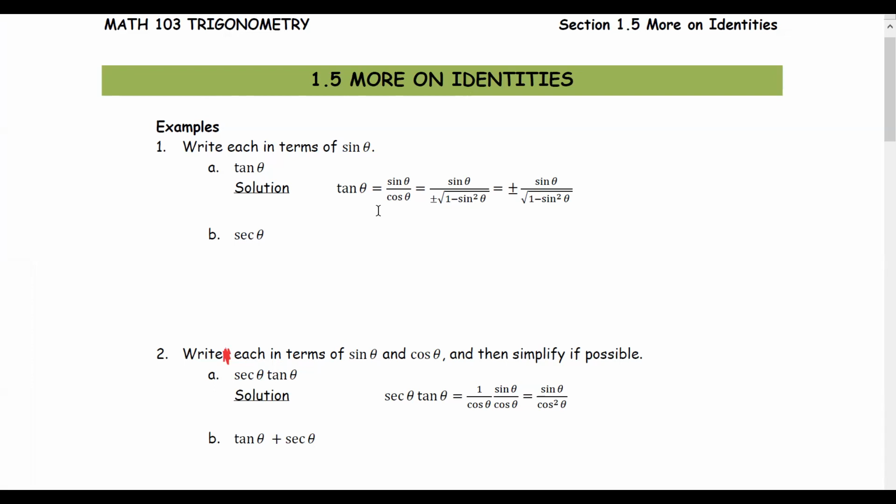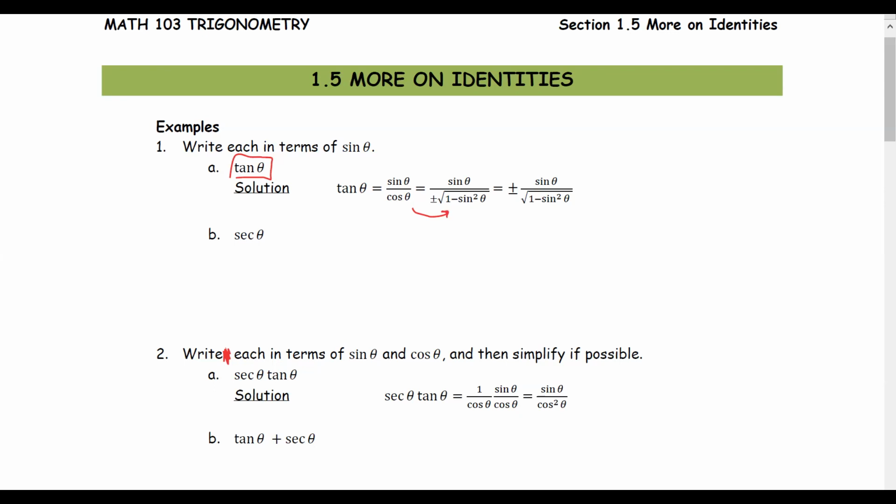Section 1.5, more on identities. Example 1, we write each in terms of sine theta. Given the tangent theta, tangent theta is sine theta over cosine theta as the ratio identity. So sine theta on the top, there's no change, but cosine theta on the bottom can be rewritten as plus minus square root of 1 minus sine squared theta.